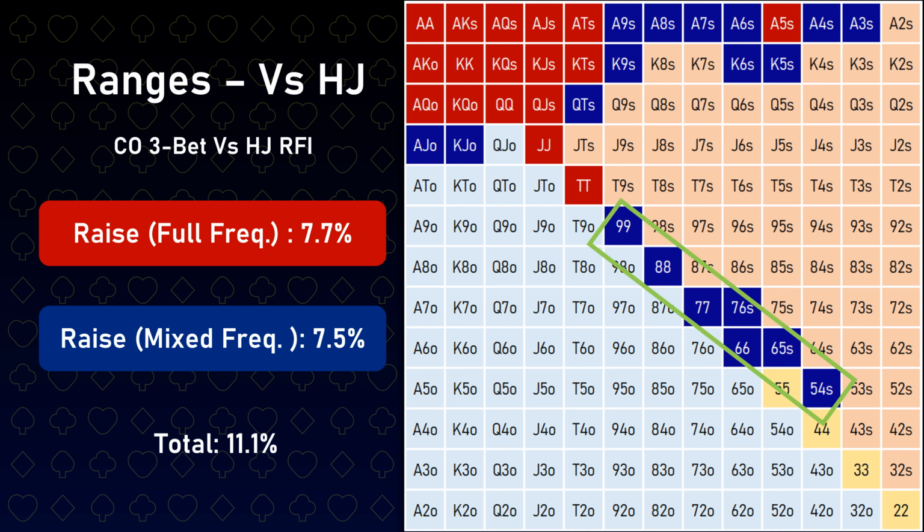Additionally, the low pocket pairs and suited connectors are 3-bet to achieve balance. However, in this configuration, they are 3-bet slightly more frequently, approximately 25% of the time. Finally, within this range, ace-jack offsuit is essentially a pure 3-bet at a frequency of 95%, along with queen-10 suited. The middling suited aces are 3-bet around 3/4 of the time.